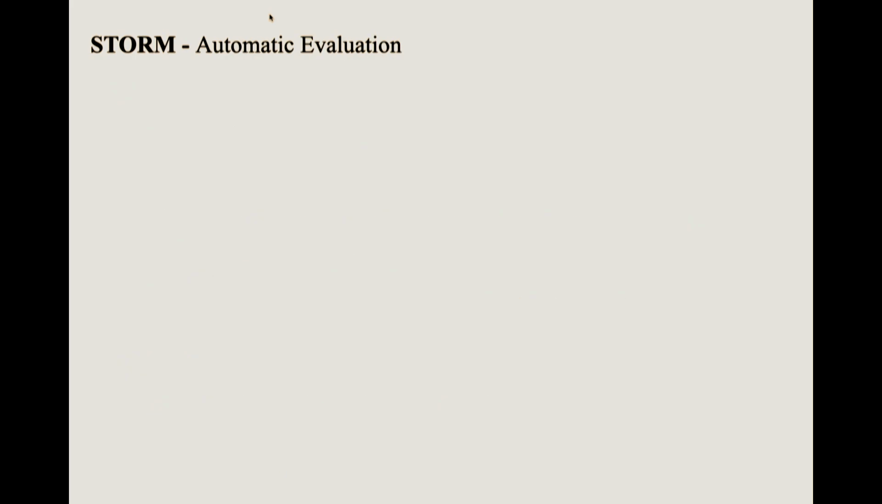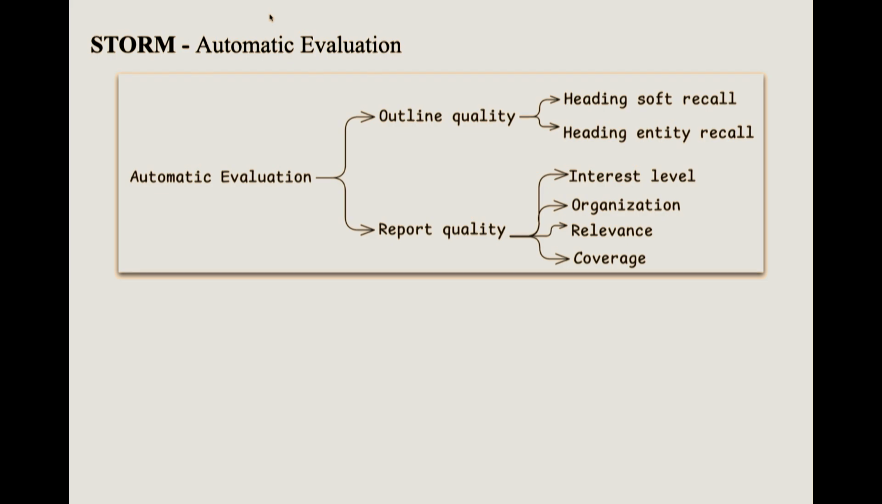For automatic evaluation, we evaluate both the outline quality and the report quality itself. For outline quality, we compare the section similarity of the Storm article and the human-written article, how similar the outline structures are, and how similar the named entities mentioned in the articles are. For report quality, we first do automatic evaluation using a language model as judge, and then we verify this result with experienced Wikipedia editors on the interest level, the organization of the report, the relevance, and the coverage of the report.